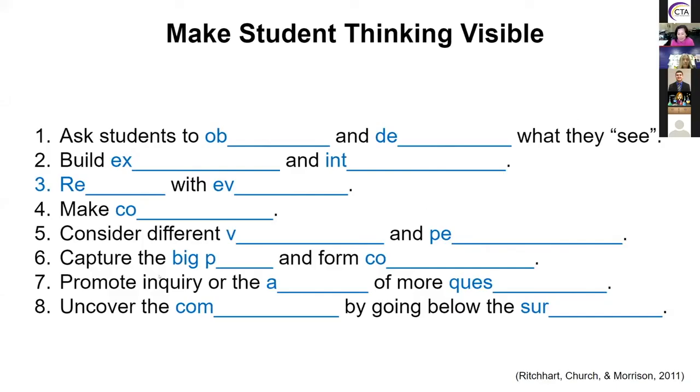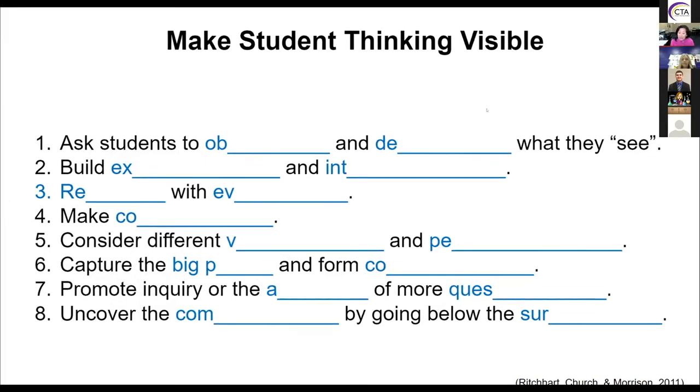Let's take a couple of minutes and fill in this chart and think about it. This work is from Ritchhart and Morrison, who wrote a book called Making Thinking Visible. This is how you make student thinking visible. Let's take a couple of minutes before we figure out what some of these answers are.